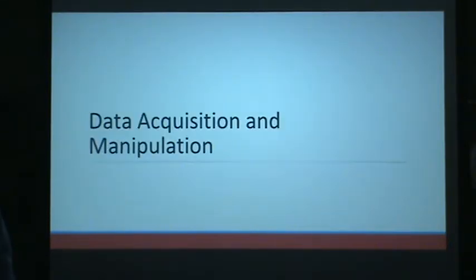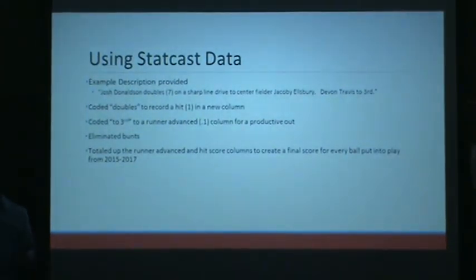Yeah. So then here's how we got the data. Rob already touched on it, but StatCast has every ball in play. We started with 15, 16, 17, 3 years. And this is what it gives you outside of all the numbers. It gives you the exit velocity and stuff like that, but it was kind of a pain, to be honest. So this is a sample. Josh Donaldson doubles on a sharp line drive to center field, Devin Travis to third. So we had to create a program that would scan this description, and anytime it saw the word doubles, it would tally up a hit.